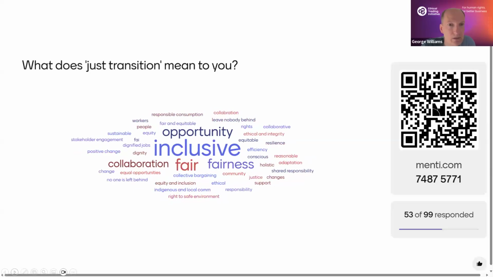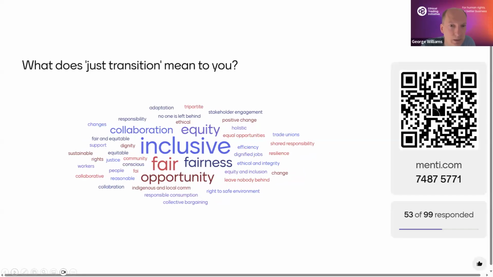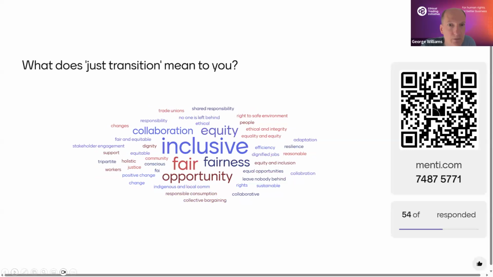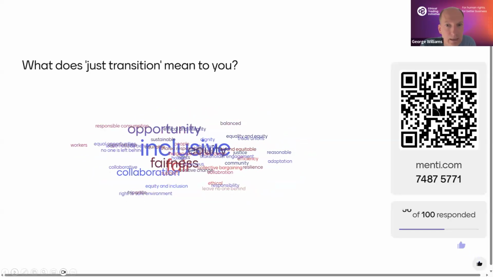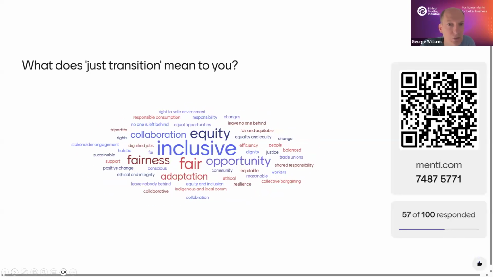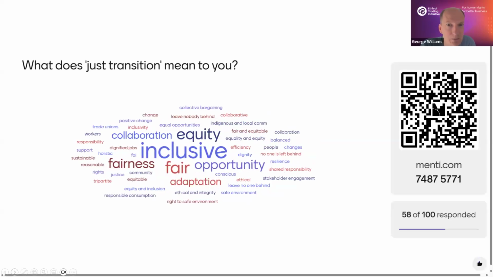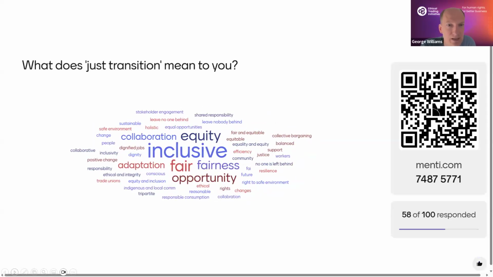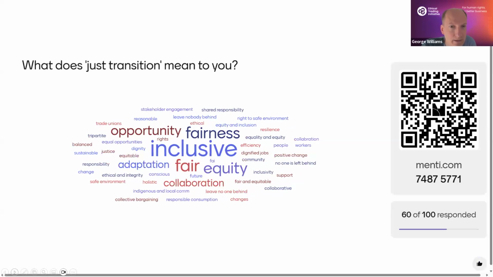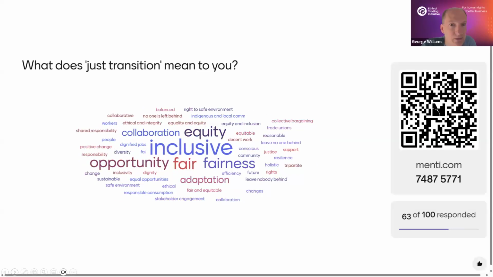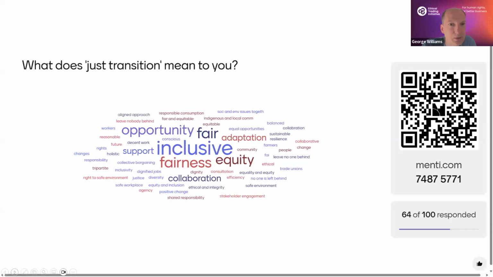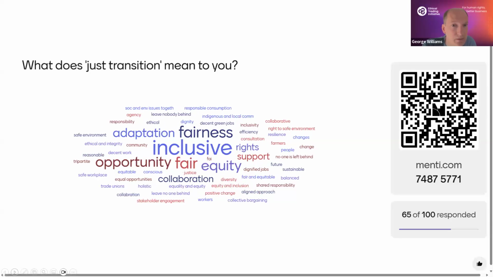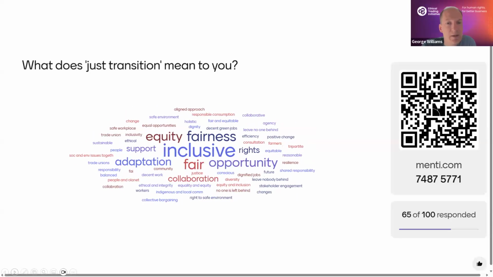I think I just saw the right to a safe environment appear. There's mention of indigenous rights in there as well, really important topic, and one that often gets overlooked, sadly. I think somebody said trade unions, somebody else has said people, somebody said change. Efficiency, I think, appears there, which is an interesting one. I think I can see dignified work or a decent work appears there as well.